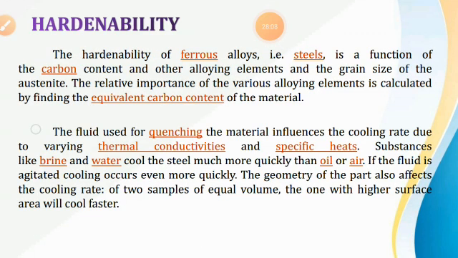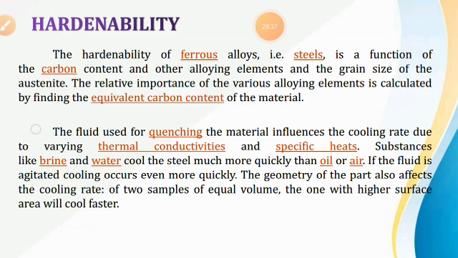Hardenability of ferrous alloys, that is steel. As already explained, ferrous means iron is the main constituent. Hardenability is a function of carbon content, other alloying elements, and the grain size of the austenite. Hardenability is not the same for all types of material. It depends on the content of the materials, and also the grain size.